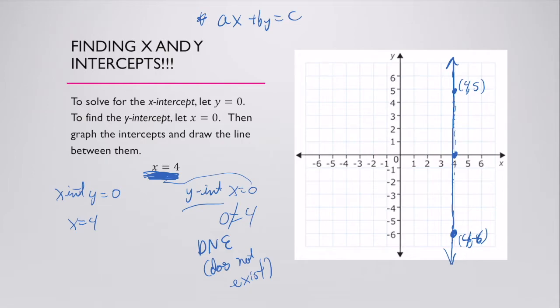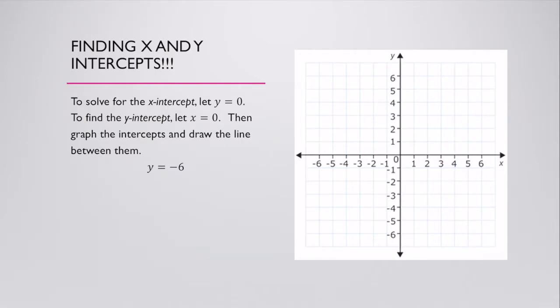Let's look at the graph of y equals negative 6. And we're going to do the same thing. So to find the x-intercept, I let y equal 0. But wait, I get 0 equals negative 6. That means there's no x-intercept. So that means my line never crosses the x-axis if there's no x-intercept.